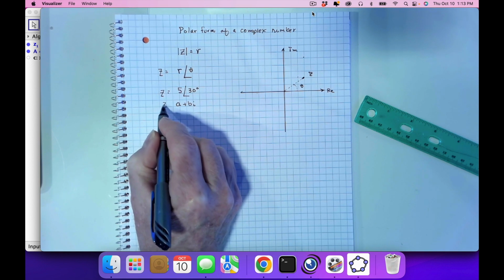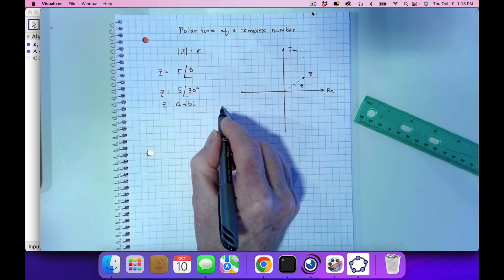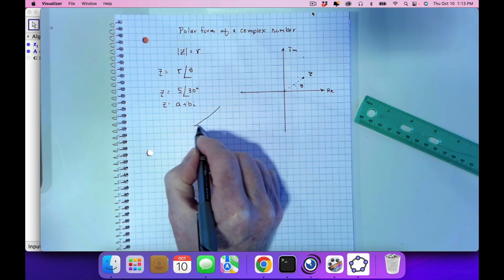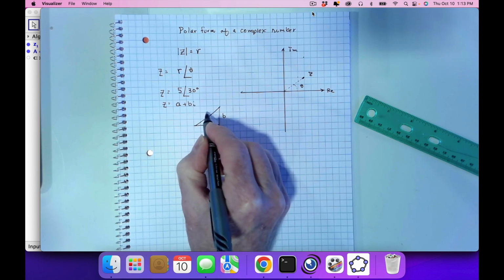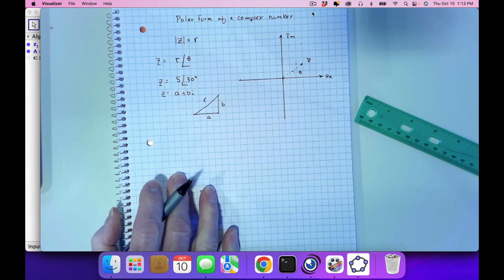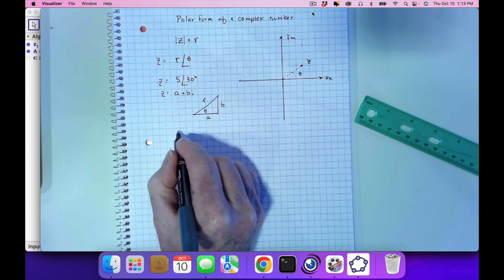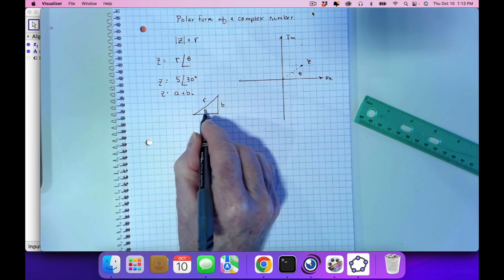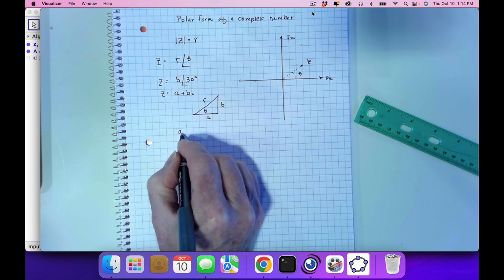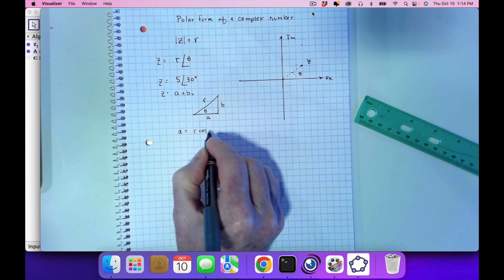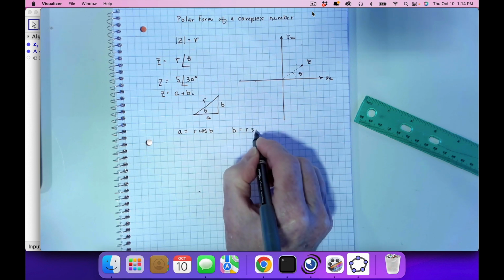Okay. So let's first show how, if I have this form, I could go this way. Well, we could construct a triangle here for a moment. If this is a, and this is b, and this is the magnitude of the complex number, which I'm using the letter r for, and this is the angle theta, we notice from trigonometry that the cosine of theta is going to be a over r. So a is equal to r cosine theta. And b is r sine theta.